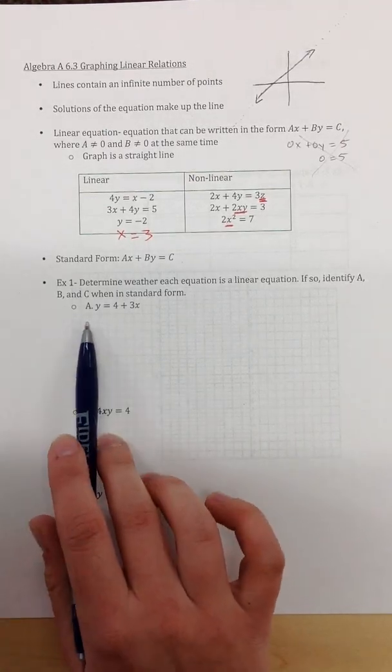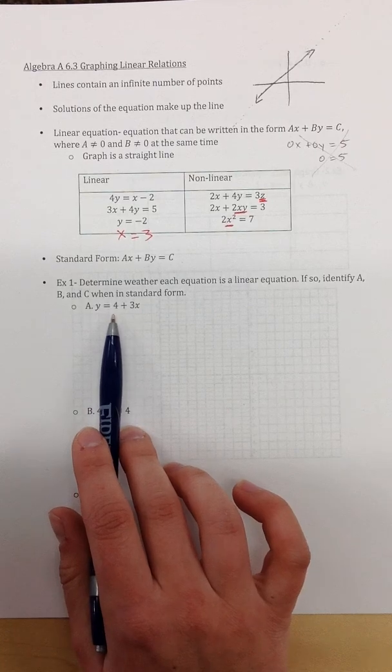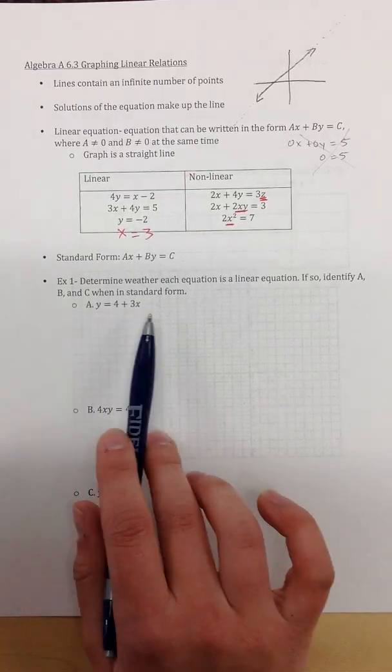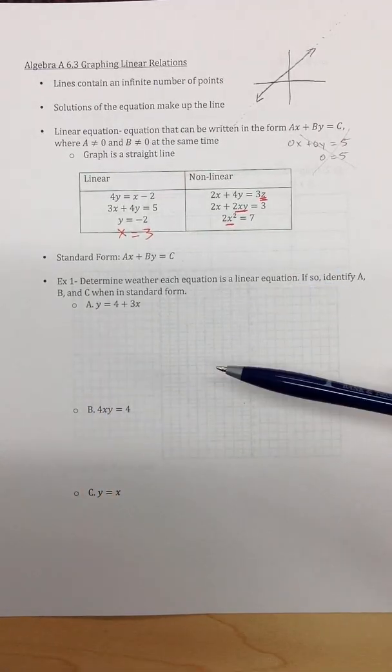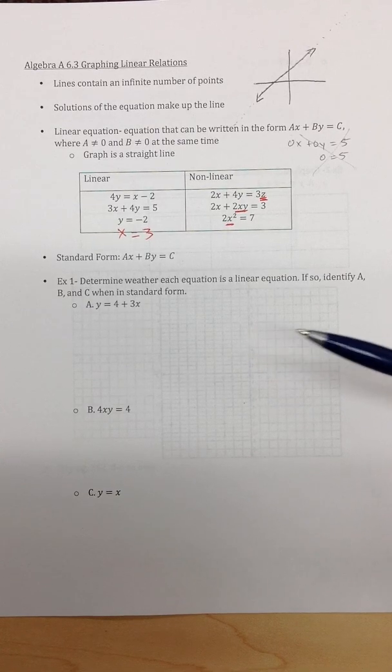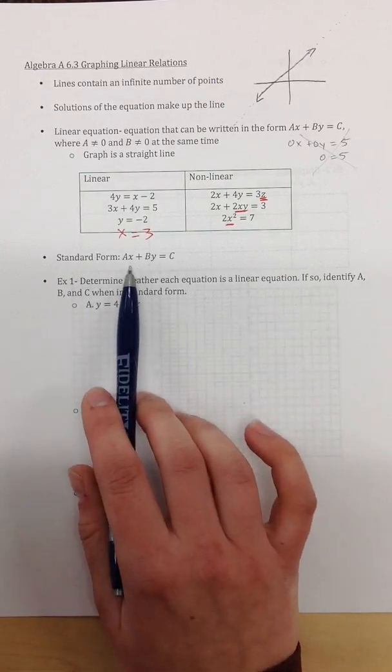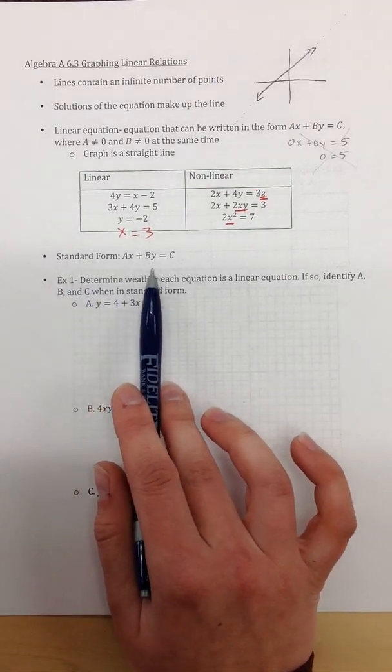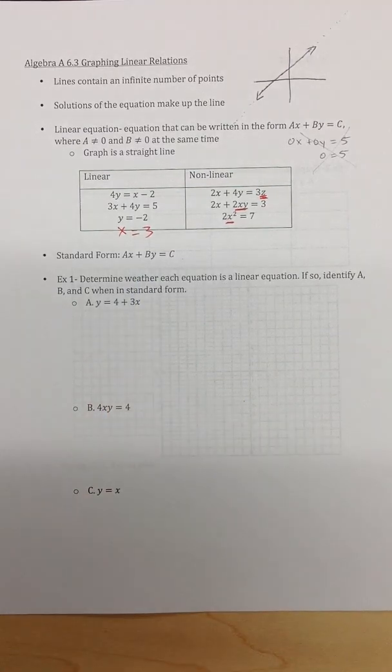So if I look at this first one here, I've got y is equal to 4 plus 3x. So with this one, I don't see any extra variables. I don't see anything being multiplied, so like 2 variables being multiplied, nothing being squared or divided, so this one's okay. Now what I want to do is I want to get this in standard form where both my x and my y are on the same side.